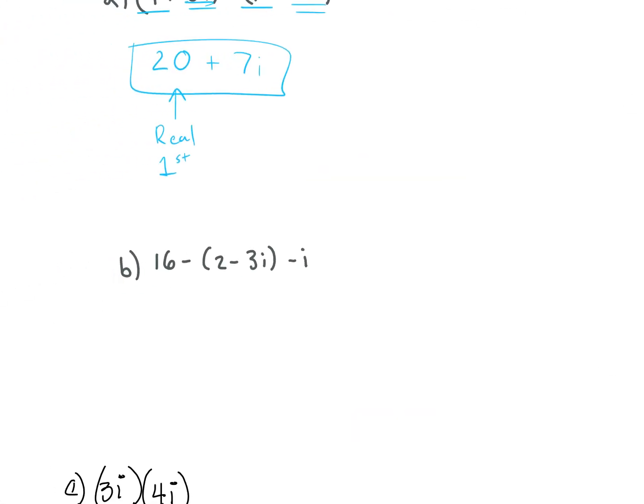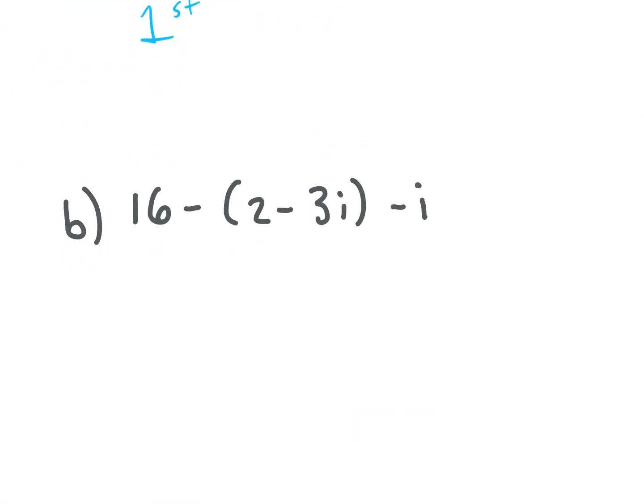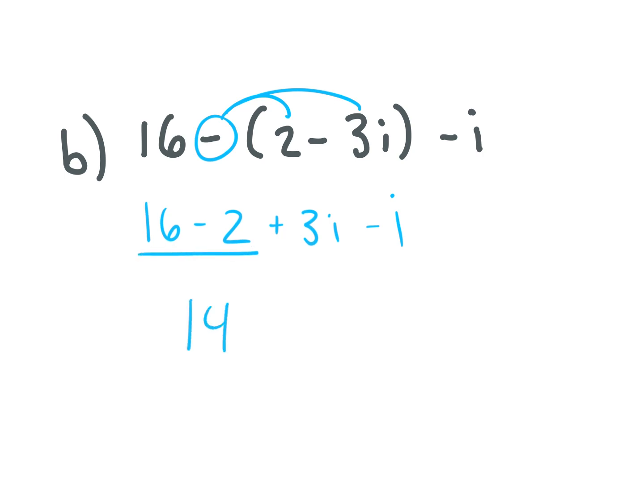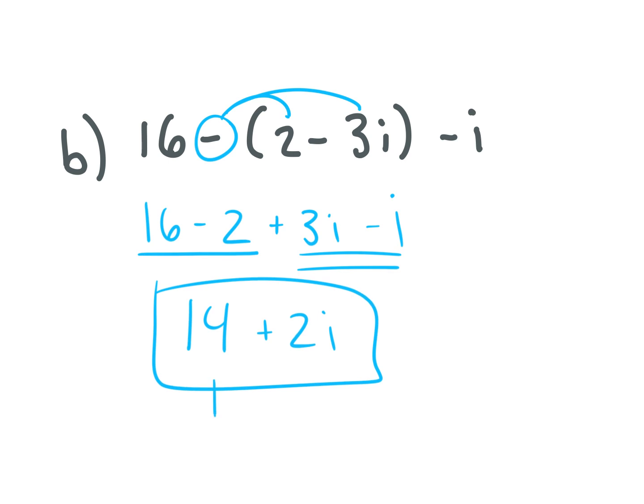Let's go below to B. What should I do first for B? Awesome. We want to distribute the negative since that's touching the parentheses. So we have 16 minus 2. What's negative times negative 3i? Plus 3i minus i. So let's stick with adding the real parts first. What's 16 minus 2? 14. And then our imaginary parts, 3i minus i. Awesome, 2i. So this would be our answer. Make sure the real part goes first.